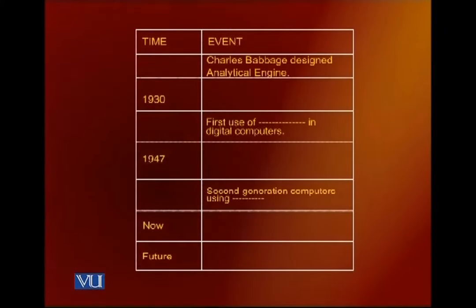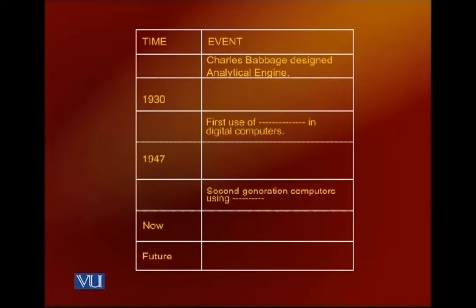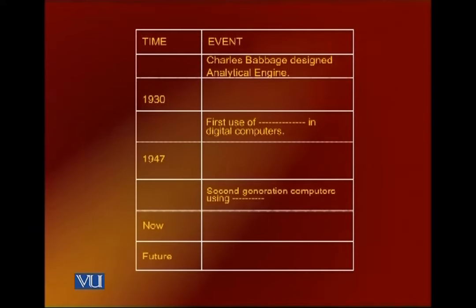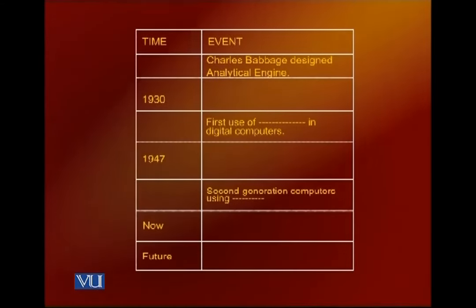The next event that has been given to you is that Charles Babbage designed the analytical engine, and you have not been given anything else. Scan your text and find out there is something that took place at a certain time, and an event that matches. 1820, we find that the calculating machine appeared. Charles Babbage, you've been told, designed the analytical engine, but in what time? 1830.